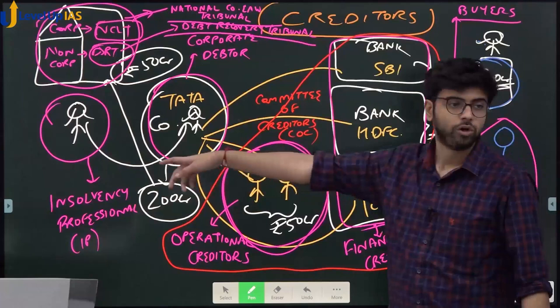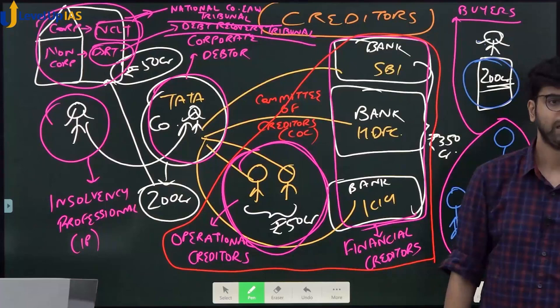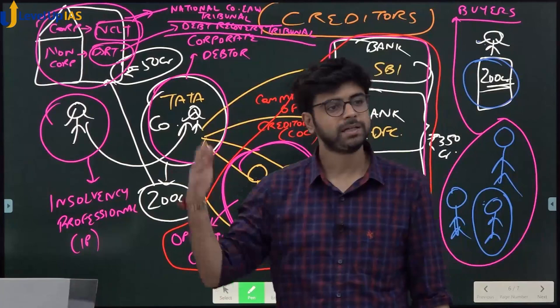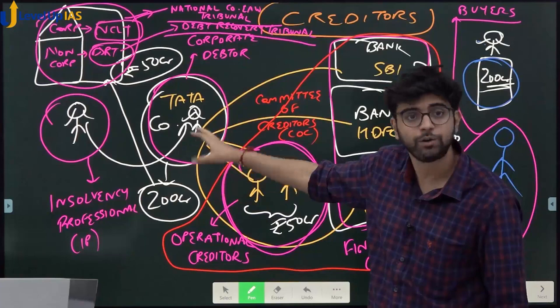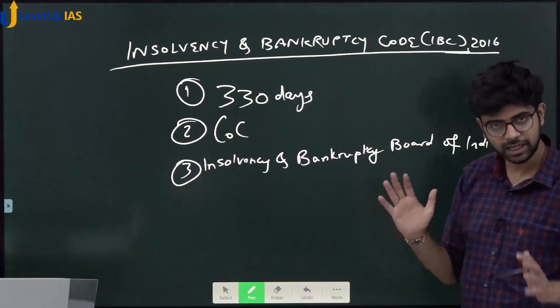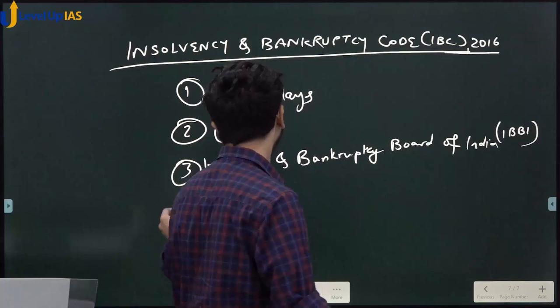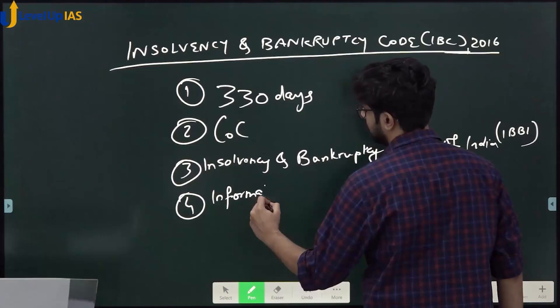Now, do you think he will ask all documents from Tata or do his own research also? He will do his own research. Where will he go? He will go to the Ministry of Companies website. He will check all the documents that have been filed by Tata to the government in the last 10 years. He will check GST returns, income tax returns. So there is an information repository of all companies. You have all the documents of all the companies, and that particular information repository is called Information Utility, IU.